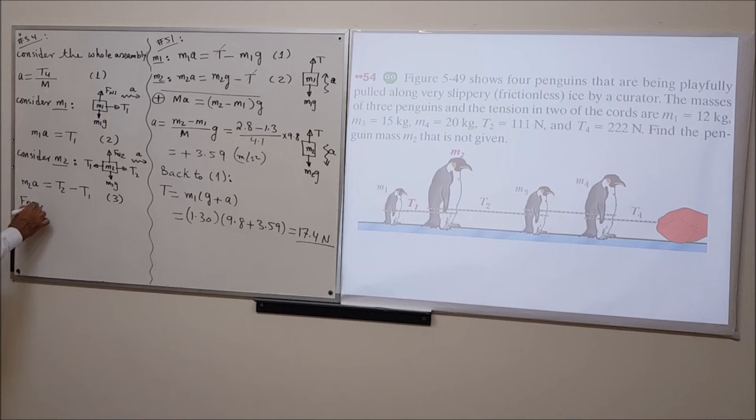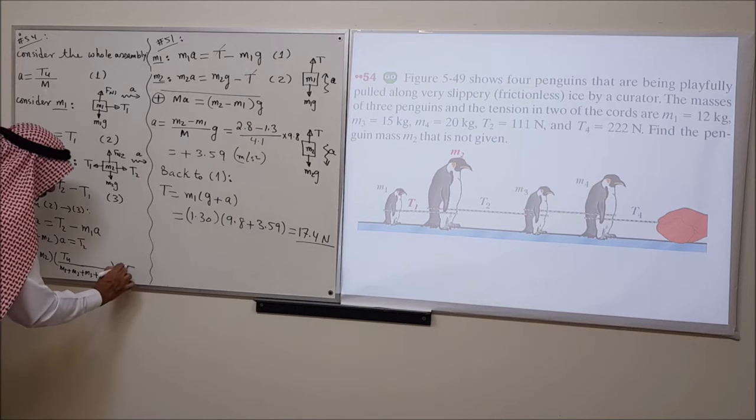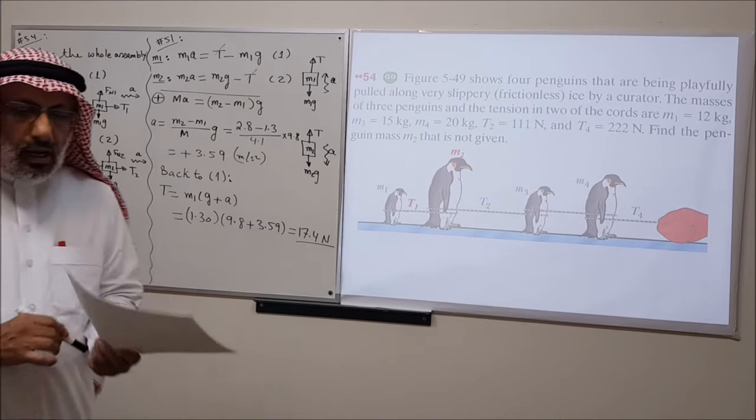Now we will substitute from equation 2 to equation 3. That is, we will take T1 from here and put it there. So what do we have? We have M2A is equal to T2 minus M1A. And therefore, take M1A to this side, M1 plus M2 into A is equal to T2, and this will be M1 plus M2 multiplied by A, which is T4 over the total mass, M1, M2, M3, M4, is equal to T2.